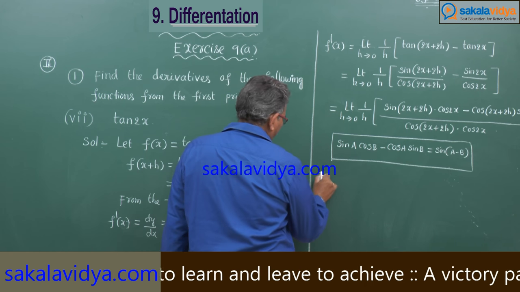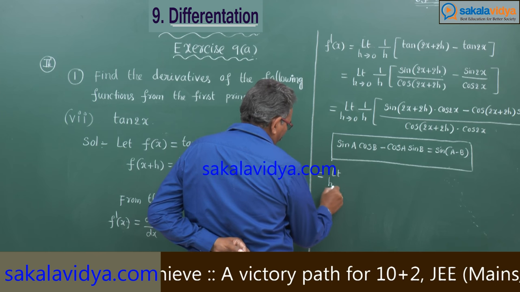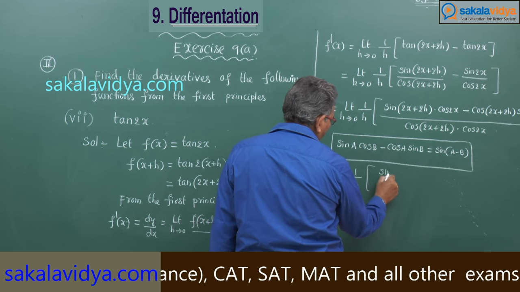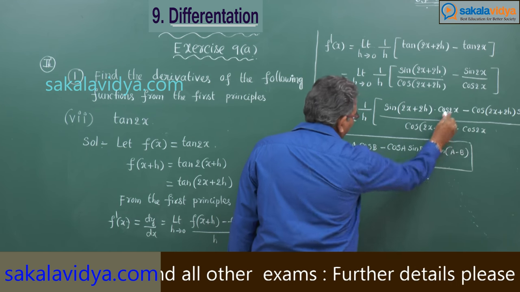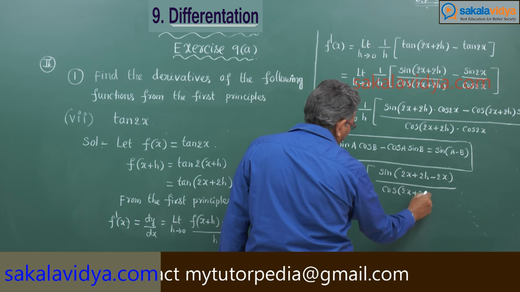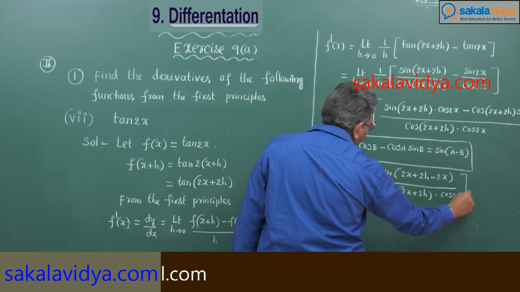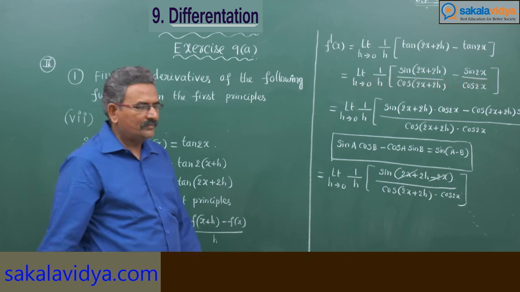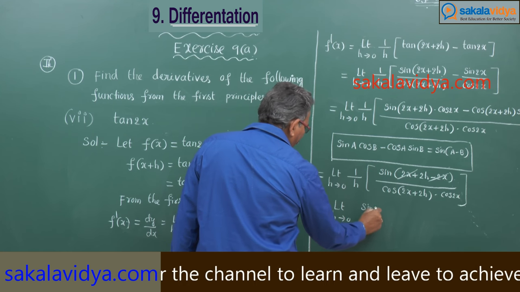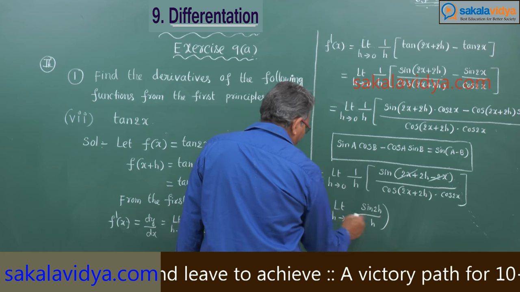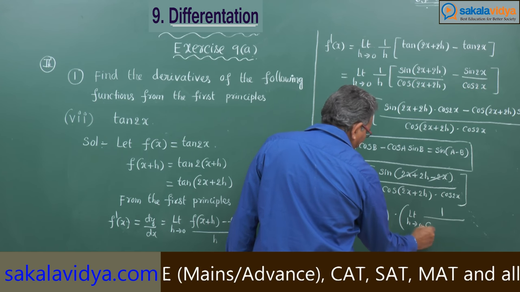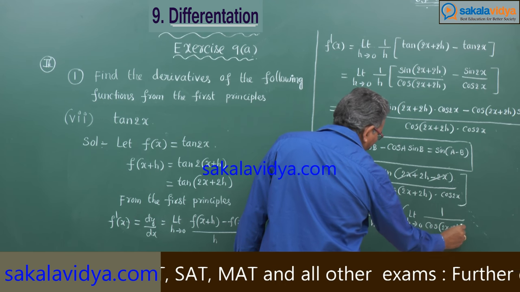Now this can be written as limit h tends to 0 of 1 by h times sin of (2x plus 2h minus 2x) by cos of (2x plus 2h) into cos 2x. The 2x and 2x get cancelled. Now this can be written as limit h tends to 0 of sin 2h by h, into limit h tends to 0 of 1 by cos of (2x plus 2h) into cos 2x.